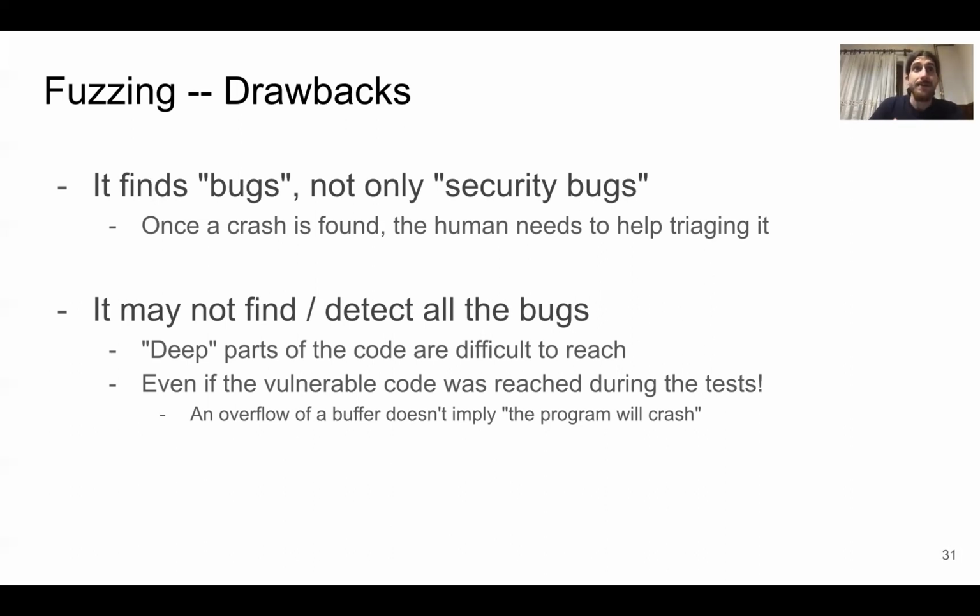Again, the fuzzer tries to understand whether there is a bug or not depending on a crash, depending on whether there is a segmentation fault. If you don't have this signal, then the fuzzer may miss these results. These are the drawbacks to keep into account. Okay.